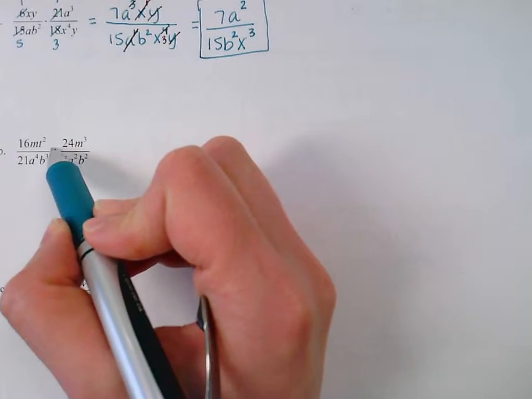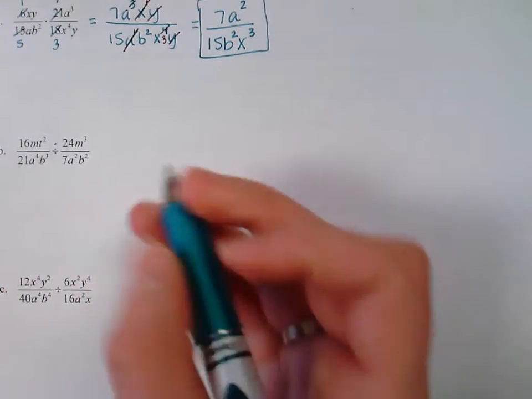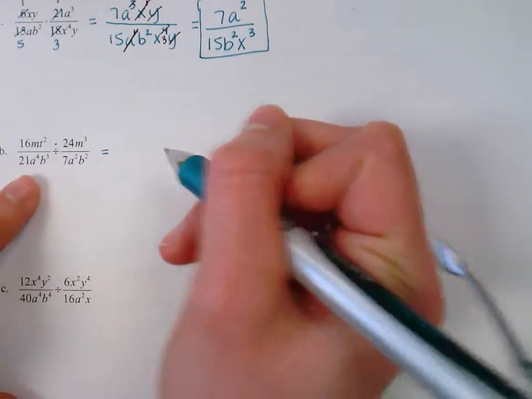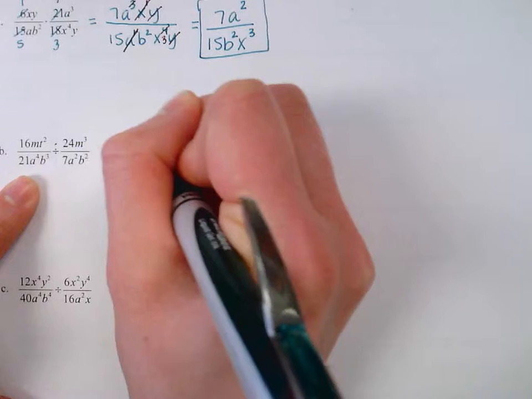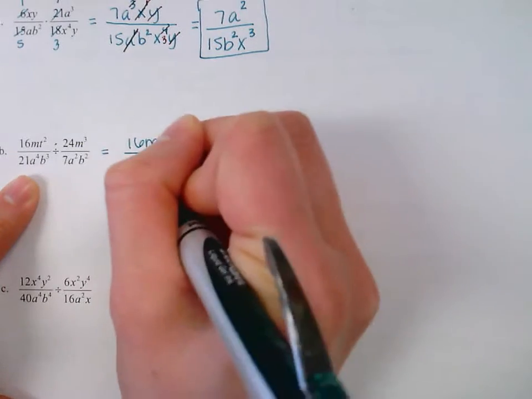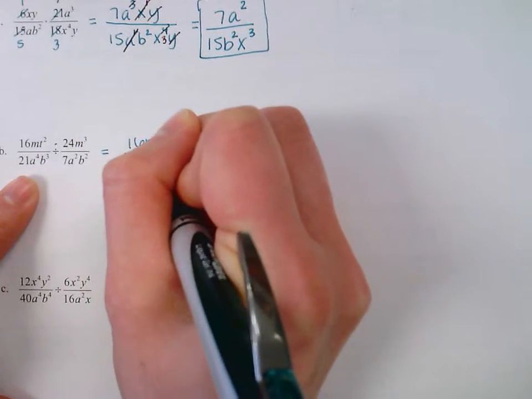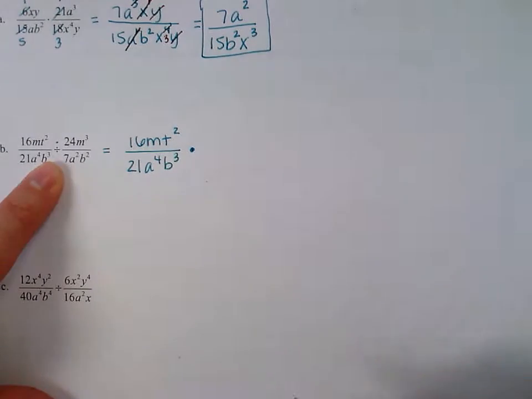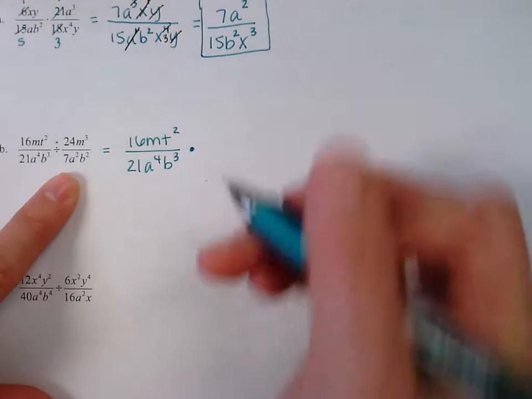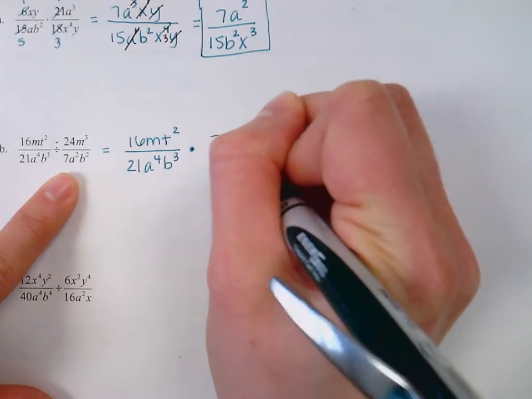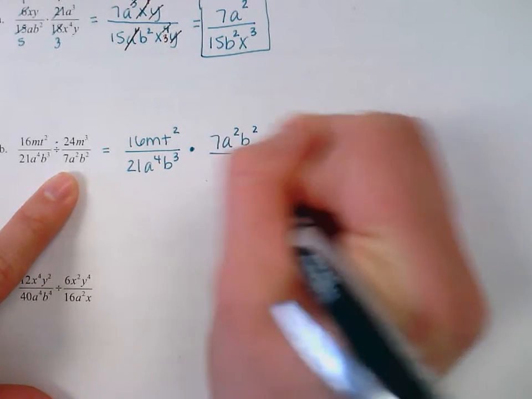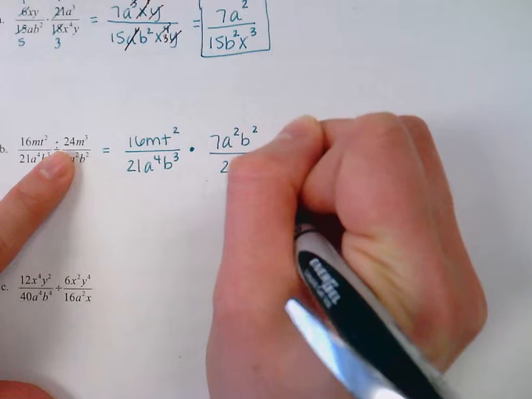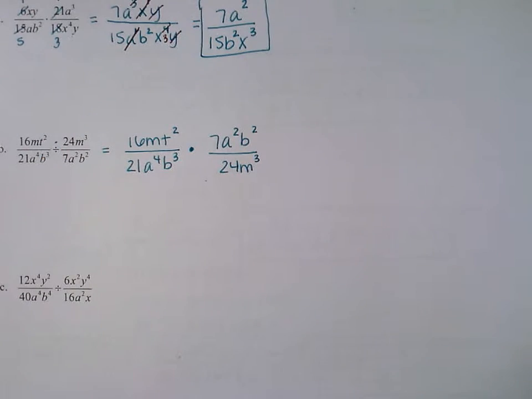B is division. So here what you have to do first is rewrite it. So you keep the first fraction the same. So before you start simplifying, make sure you rewrite it. Change the division to a product, so it's multiplication, and you flip the second fraction. So now I have 7a squared b squared on the top and 24m cubed on the bottom.